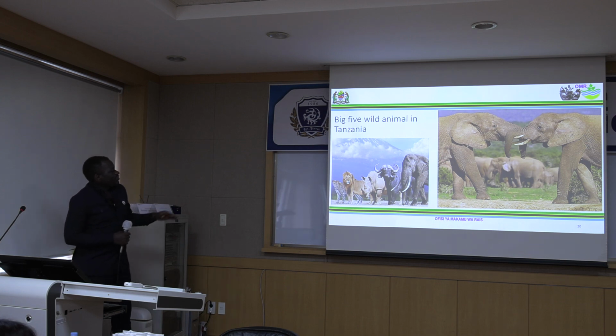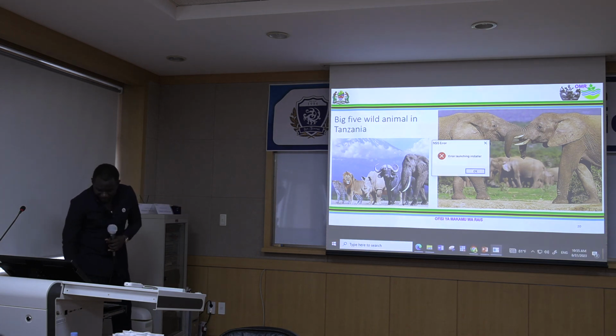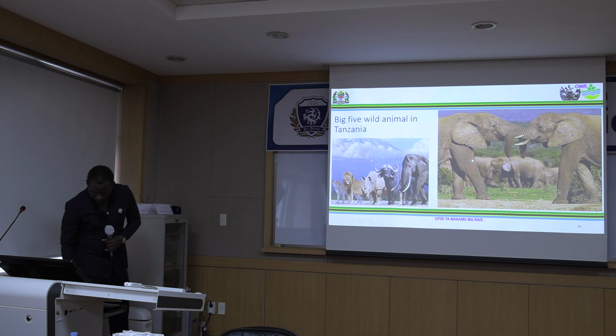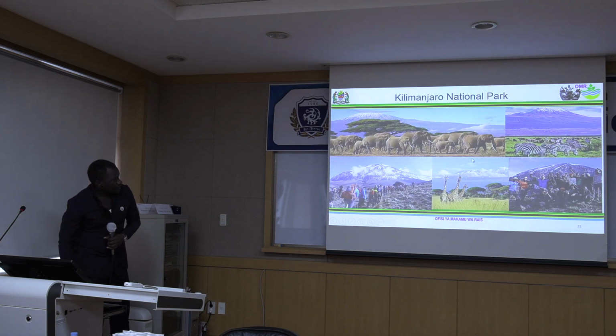I mentioned the big 5. The big 5 is there, as you see: elephant, rhino, leopard, lion. This is Mount Kilimanjaro, as I mentioned. This tourist is trying to hike Mount Kilimanjaro.